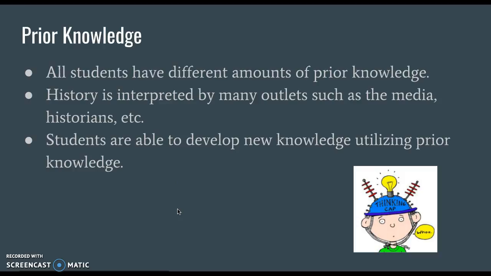Next is the importance of prior knowledge. This is another topic that we've talked about in our class. As we all know, prior knowledge is extremely important. We want our students to be able to connect what they've learned in the past to what they're presently learning. All students have different amounts of prior knowledge coming into the classroom. History is interpreted by many outlets such as the media, historians, etc. So you may not know exactly what prior knowledge your students are going to come into your classroom with. Students may have gotten their prior knowledge from many different outlets, so you need to make sure that you get them all on the same page. Students are able to develop new knowledge utilizing prior knowledge. So they're able to build off of each other.